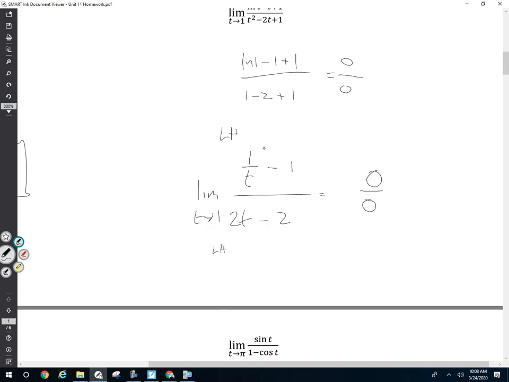Derivative of 1 over t. What's that? Well, let's remember 1 over t can be written as t to the negative first. You could use the quotient rule here, but it's better to rewrite it and then use the power rule, bring it down, give me a negative power. The derivative of 2t minus 2 is just going to be 2. I'm now ready to plug in 1. I'll have negative 1 over 1 squared over 2, so that's negative 1/2.